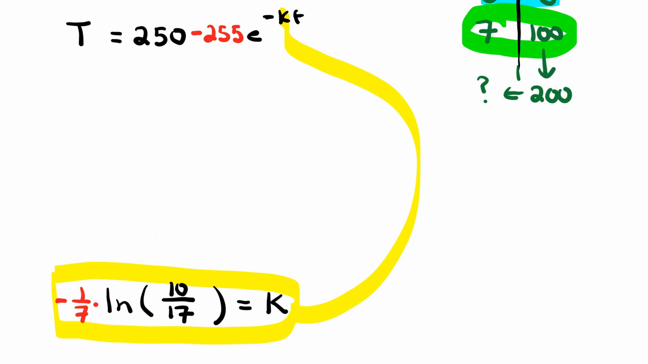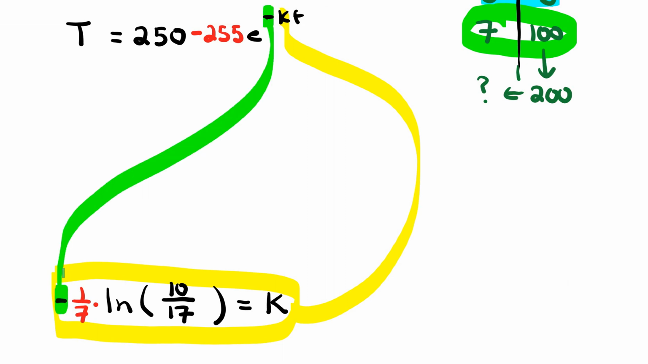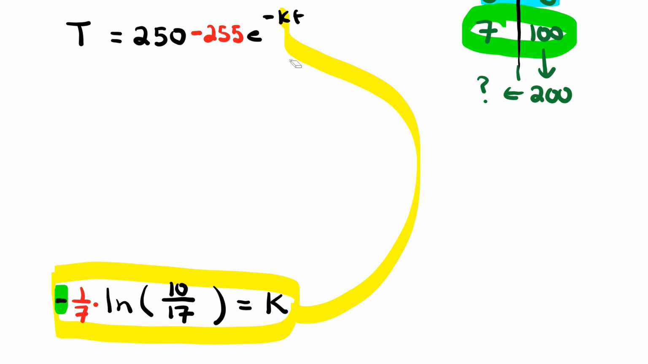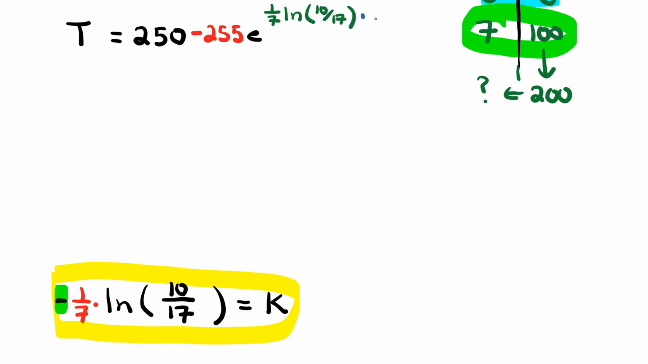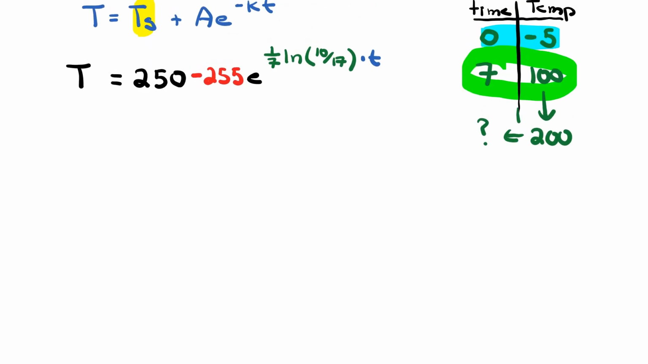And once again, you should notice that if you have a negative here and a negative there, a negative and negative gives you a positive power there. All right, so I'm going to erase all that, and I'll write this in as 1/7 ln of bracket 10/17, and then we have the time variable right there. Okay, so let me erase all this, and now we're in pretty good shape here.